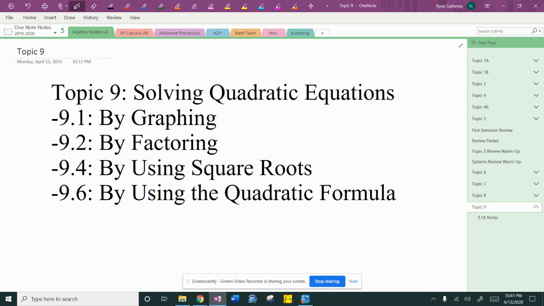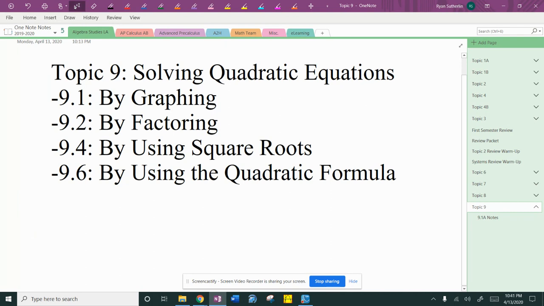And so let me just talk a little bit about this. You do not need to write any of this down. I'll tell you when you should start writing things for your notes.